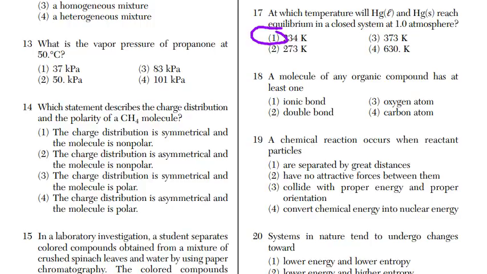All right, 18. A molecule of any organic compound has at least one. It's not going to be organic, folks, without carbon. It's a fact. You need to know it. All right, 19. A chemical reaction occurs when reactant particles. Well, this has to do with the kinetics unit or kinetics and equilibrium. Probably did both together. Particles have to collide with the proper energy and the proper orientation or angle. Again, it's a fact. It's called the collision theory. Choice 3. Let's move on to question 20.